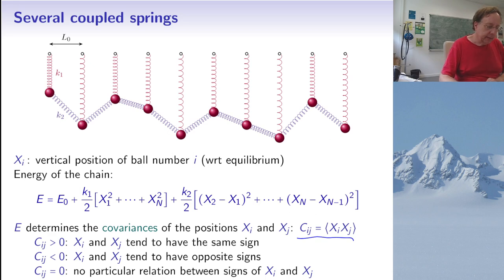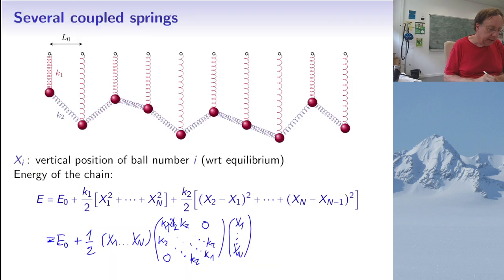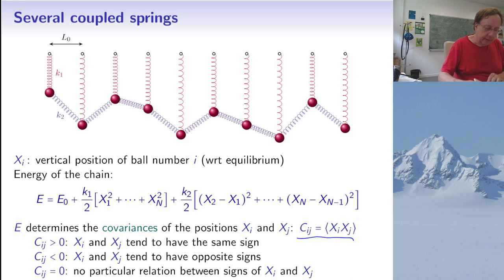And what is the relation between this covariance and the energy? Well, if I call this matrix capital K, then C will actually be equal to the inverse of this matrix K.